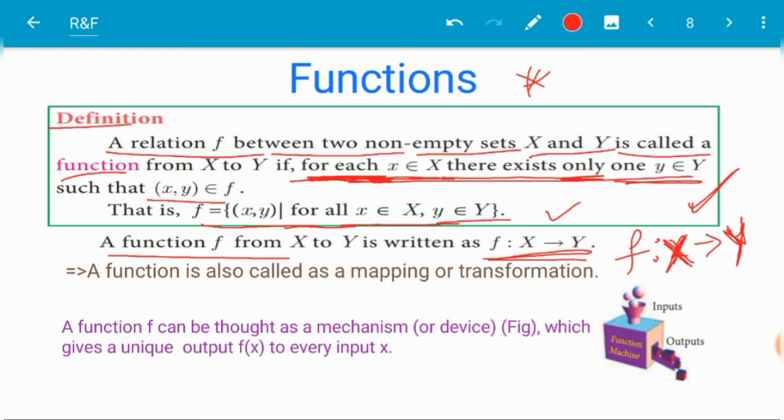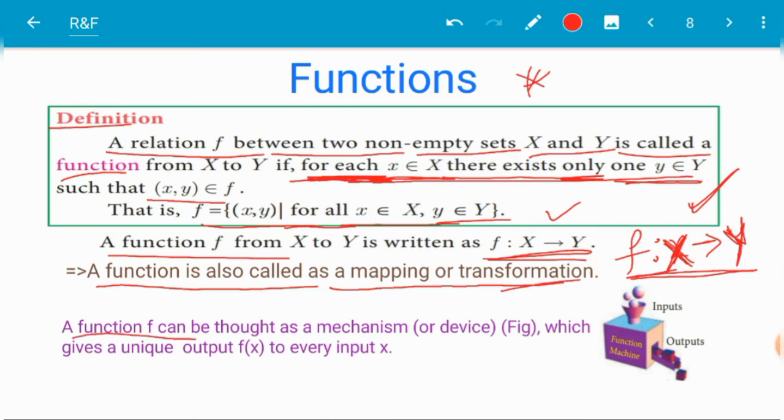f colon x to y means f from x to y. How to read? f from x to y. A function is also called a mapping or transformation.